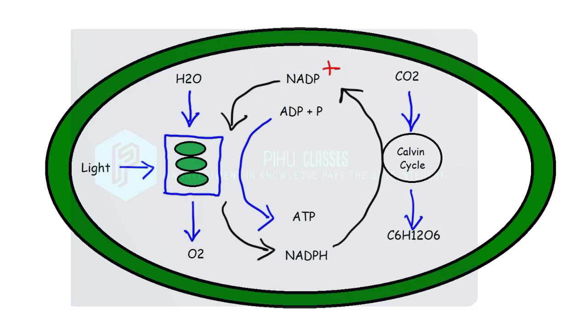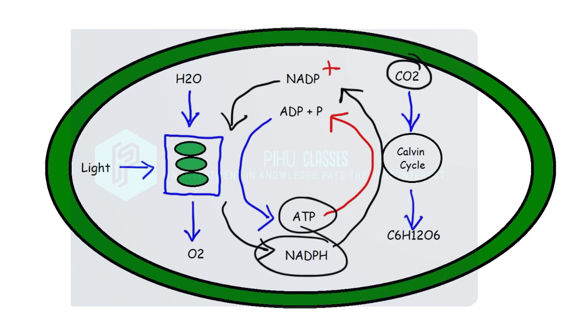ATP is used to power that process. As ATP converts back into ADP and P, it energizes the Calvin cycle, giving it the energy it needs to convert CO2 into glucose. So the reactants of the Calvin cycle are carbon dioxide, ATP, and NADPH. The products are sugars such as glucose, NADP plus, ADP, and P.